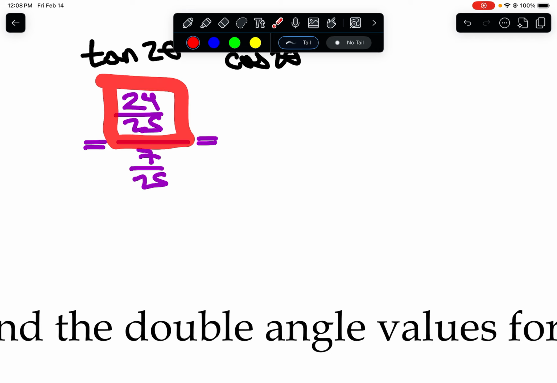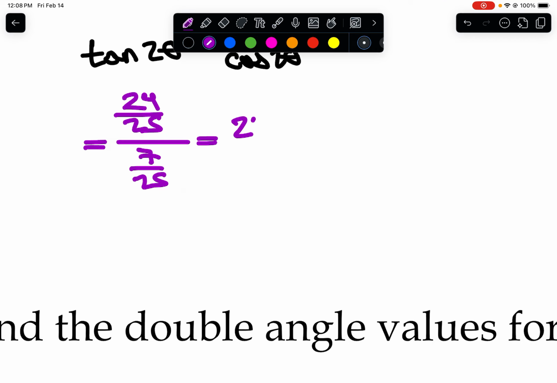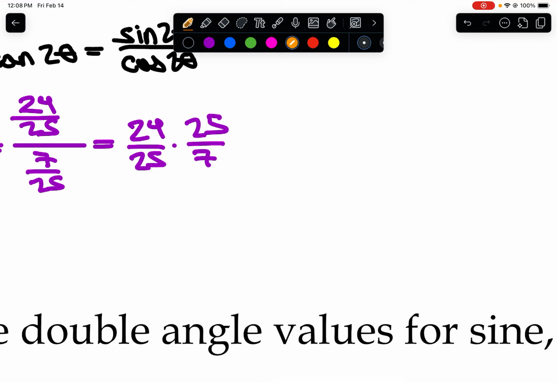So I have 24 over 25, and then because I'm dividing by this fraction, I'm going to multiply by the reciprocal. So I'm going to leave 24 over 25 alone, and then I'm going to multiply by 25 over 7. Now, your 25s are going to simplify. Those are going to cross out. So what is left is just 24 over 7.